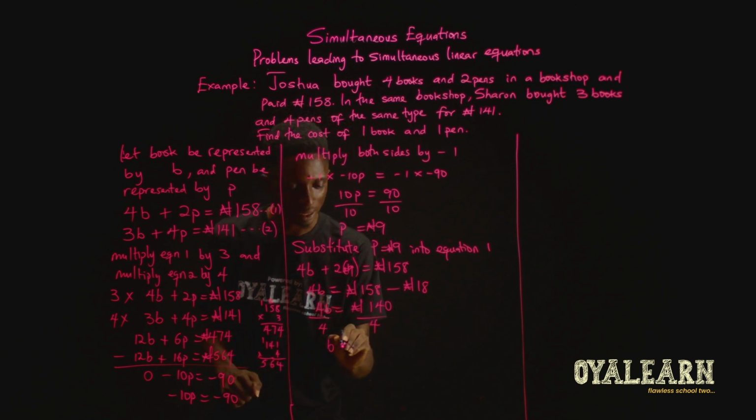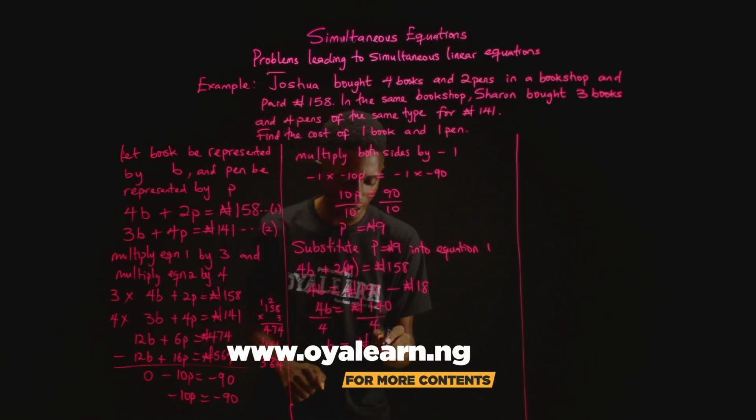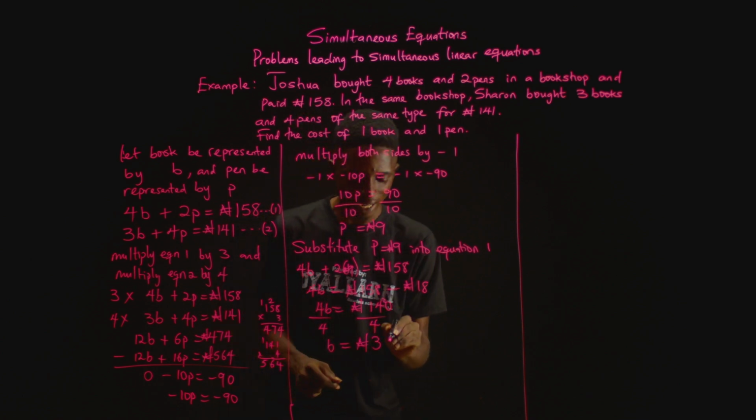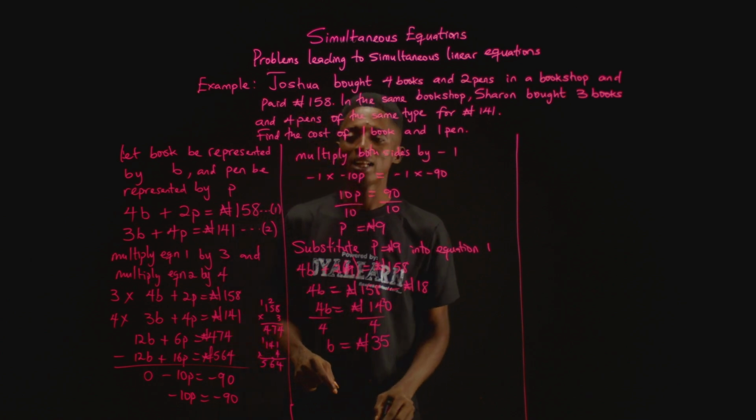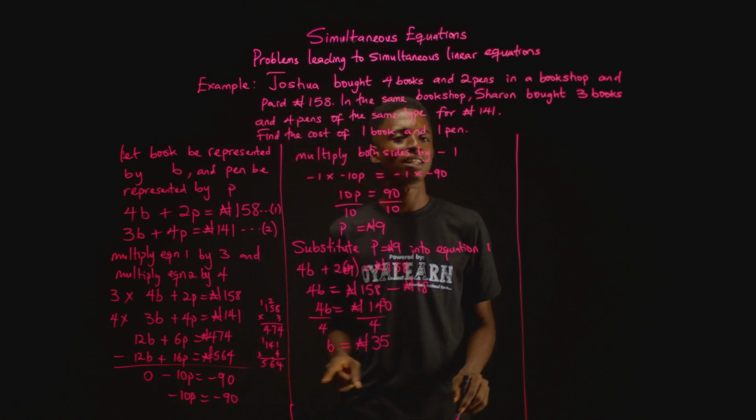Now we divide both sides by 4, and then our B equals, 4 in 14, that is 3, remainder 2, and then in 20 we have 5. Therefore the cost of each book is 35 naira.